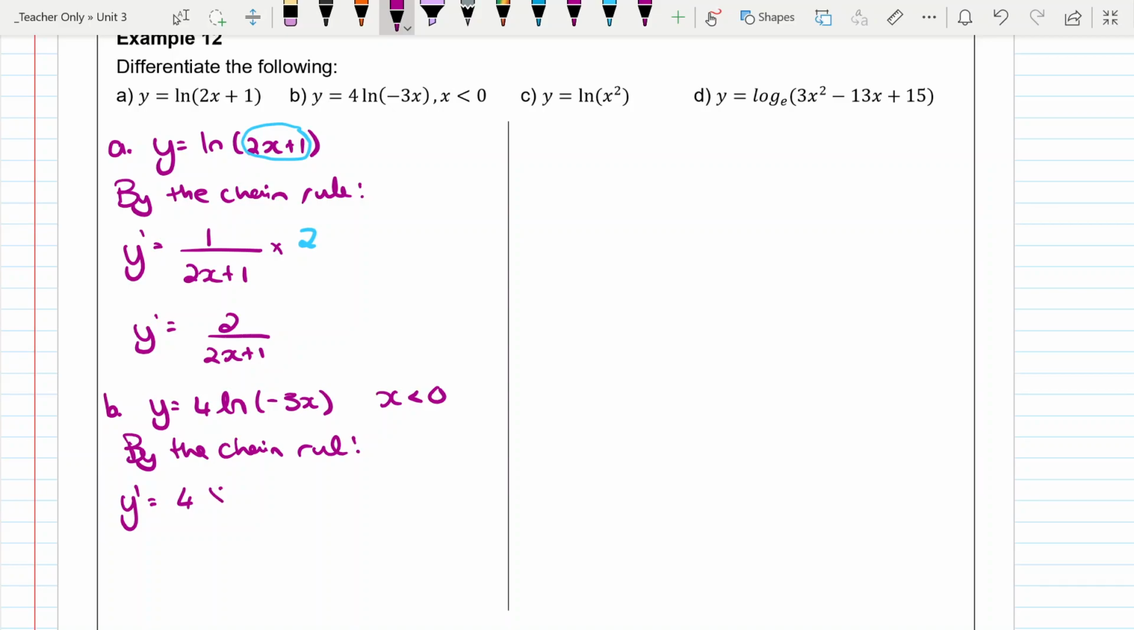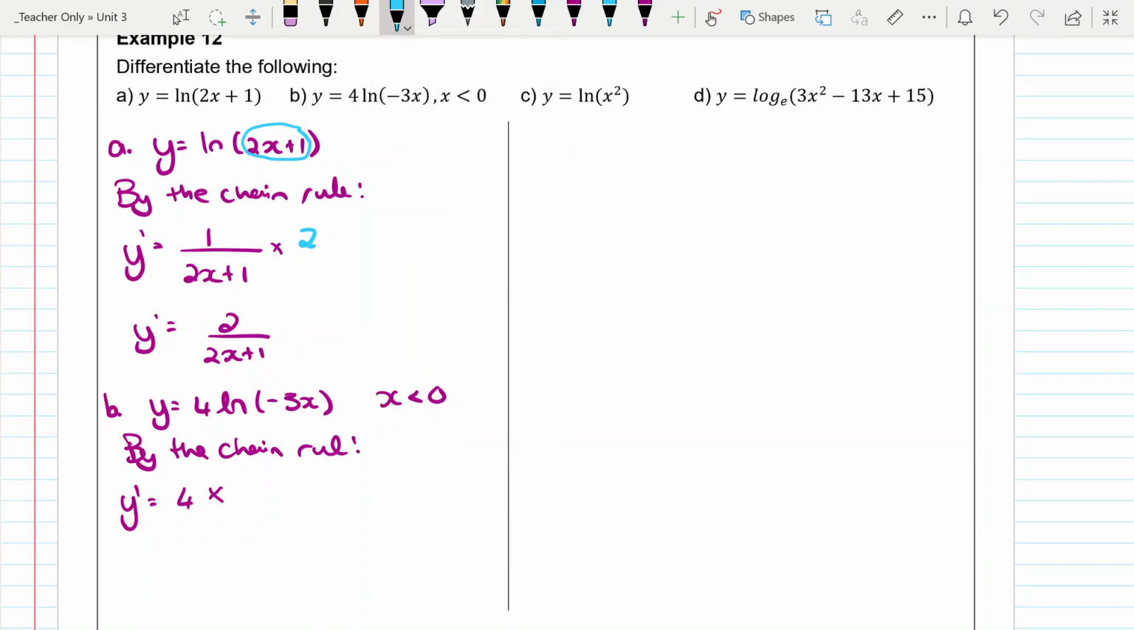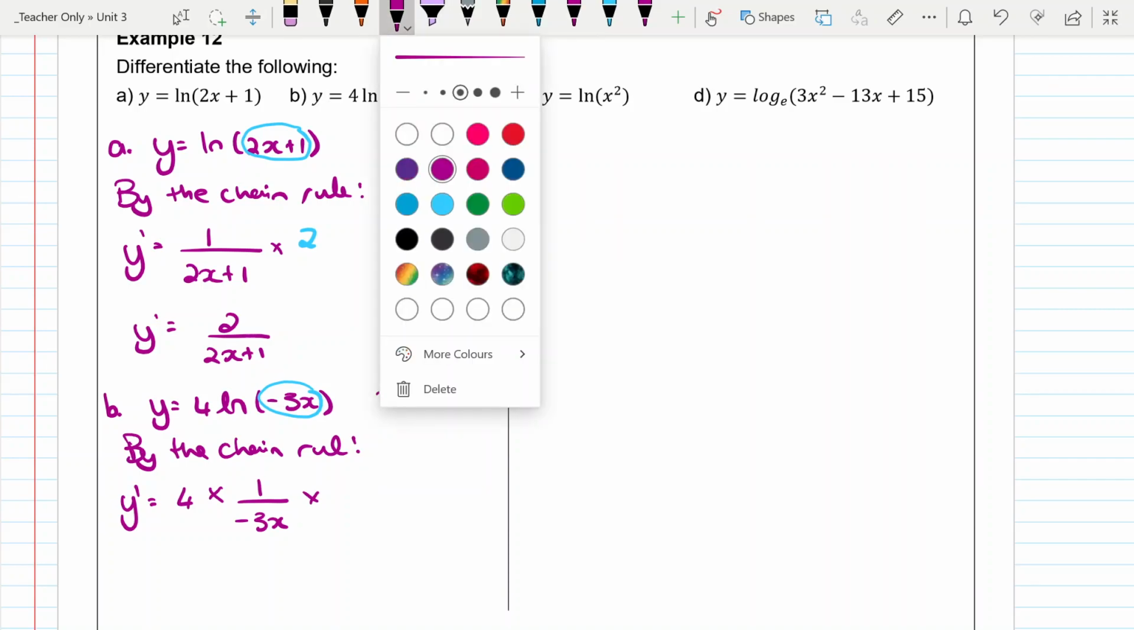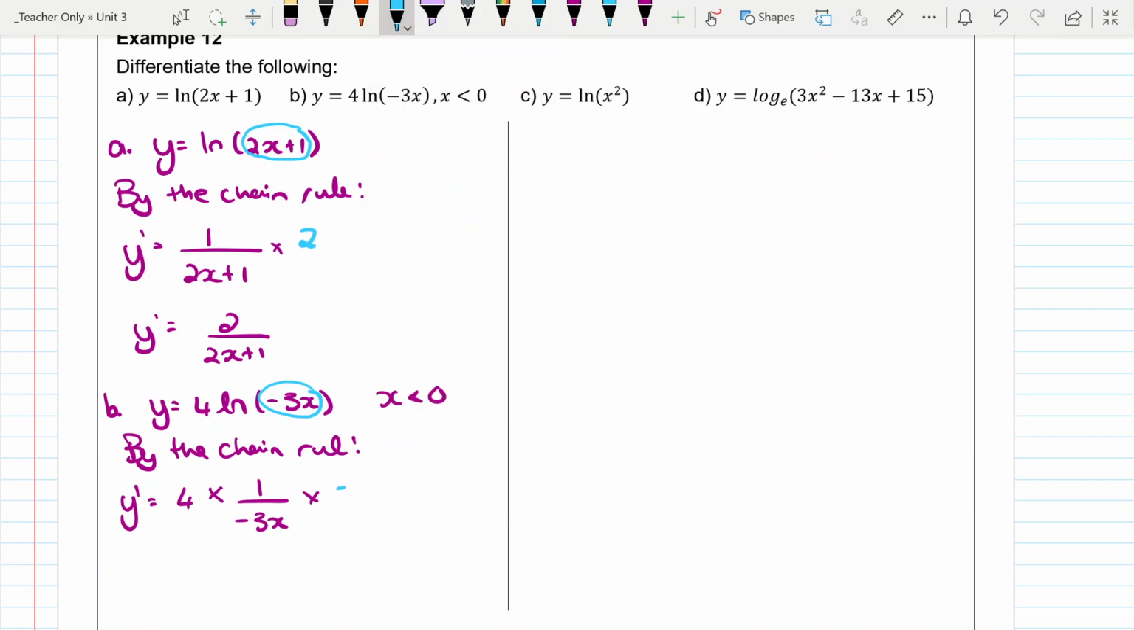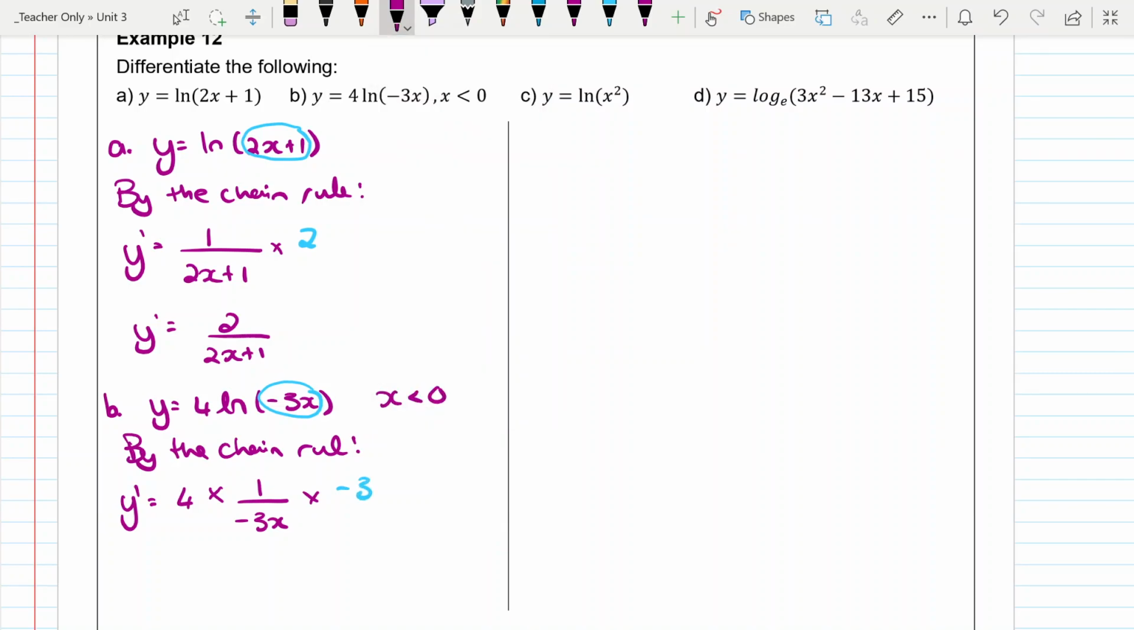So 4 multiplied by the derivative of the log function. So again we have our log function and then a function inside of our log function. So we have 4 times 1 over negative 3x multiplied by negative 3. Let's put that in blue so that you can actually see what I've done there. Multiplied by negative 3, which is the derivative of the function inside the logs.